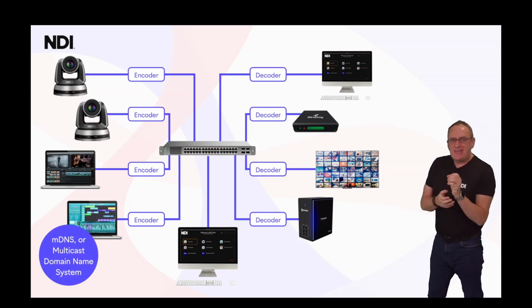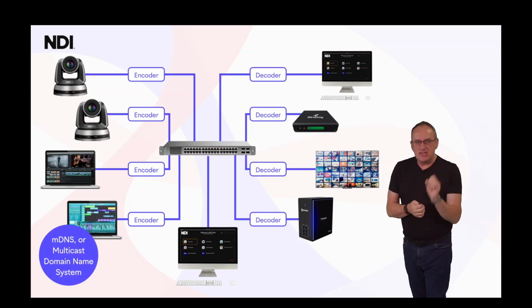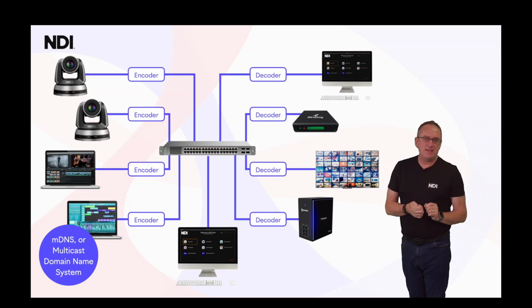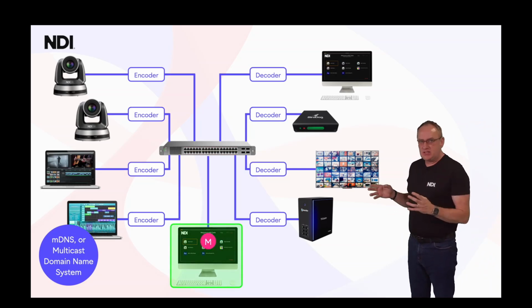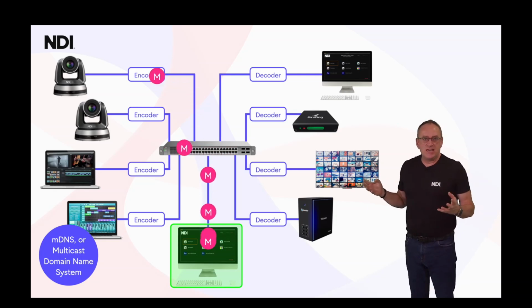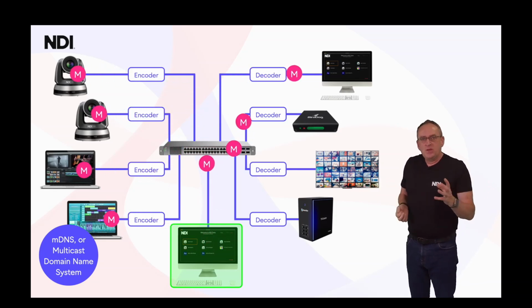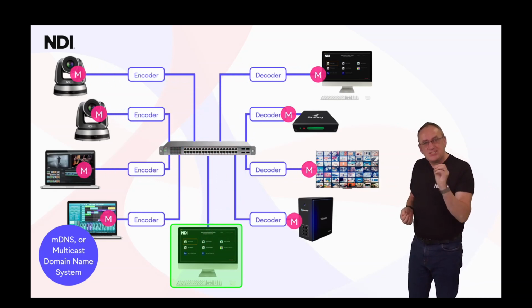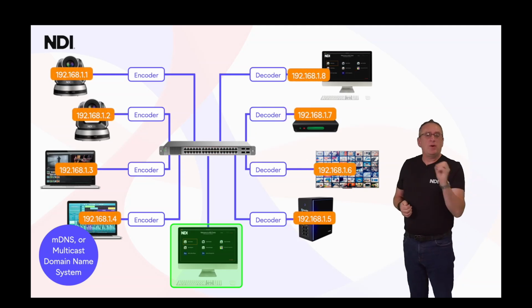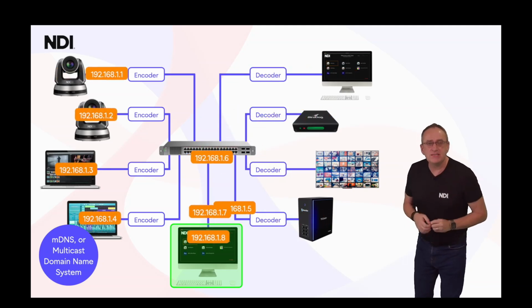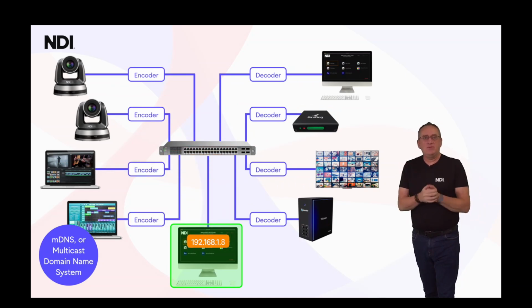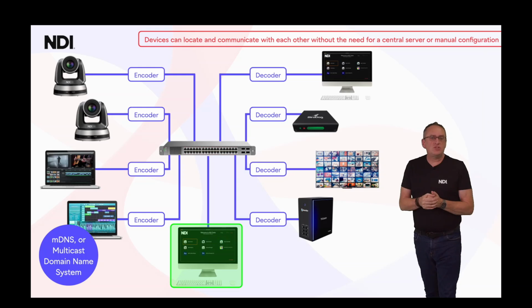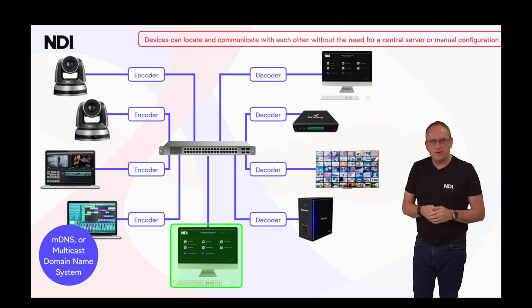mDNS is one of the key technologies that enables zero configuration discovery in NDI. Now, when an NDI device is turned on, it sends a multicast message to the network, essentially saying, who else is there? Other NDI-enabled devices on the same subnet respond by broadcasting their IP addresses, and this process ensures that devices can locate and communicate with each other without the need for a central server or any manual configuration.